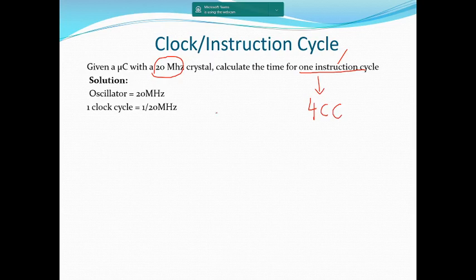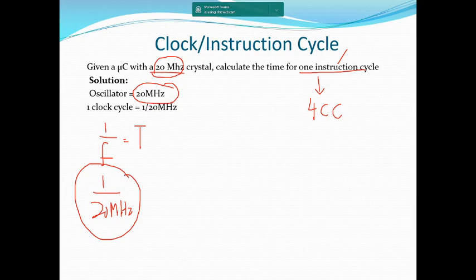Okay, solution. The oscillator is equivalent to 20 megahertz, which is your crystal clock. One clock cycle is 1 over 20 megahertz, since this is your frequency. That is for one clock cycle. For one instruction cycle, it is going to be times 4.